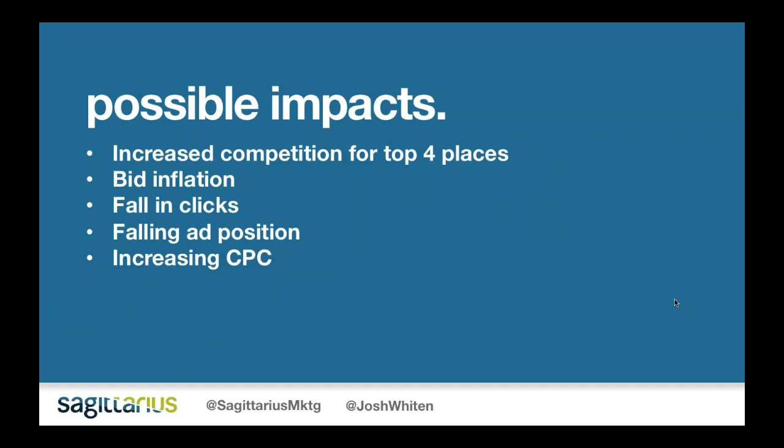Obviously, with just those 4 slots and the right-hand column disappearing, that's only maybe 10 or 11 ad slots gone down to 4 on prime real estate on SERPs. So there's going to be massive competition to appear in those top 4 slots. That's probably going to lead to bid inflation. If you're not winning those auctions, you're probably going to see a fall in clicks. You may well see that coupled with a fall in ad position, and obviously costs could drive up because the cost per clicks are going to come up from the bid inflation.